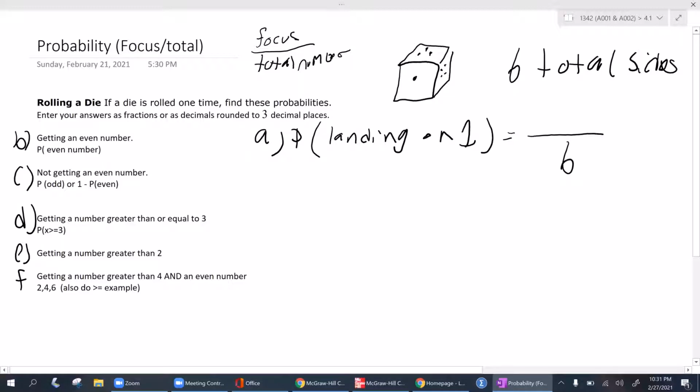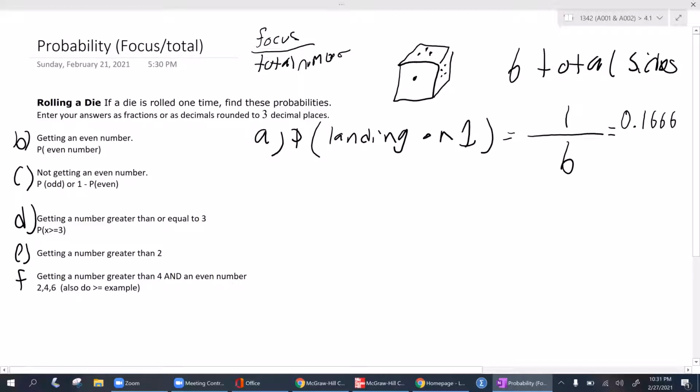And on top, it's going to be the focus. What are you focused on? That's in the question. The probability of the number 1 landing is just 1, because a 6-sided dice only has the number 1 on one side. So this is going to be 1/6. But we need to go ahead and type it in as a fraction or as a decimal. We need to learn how to do both. And as a decimal, this is going to be to 3 decimal places.